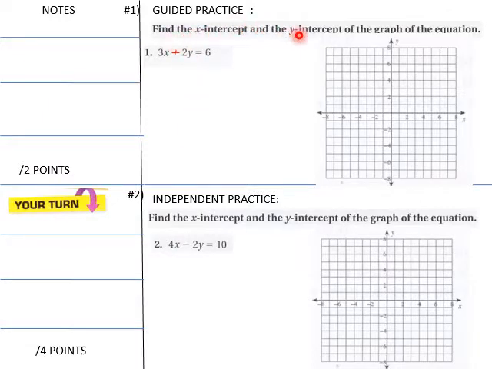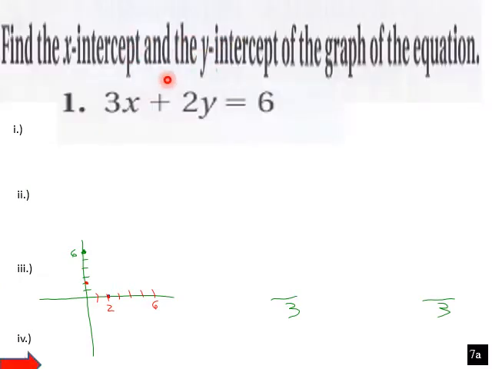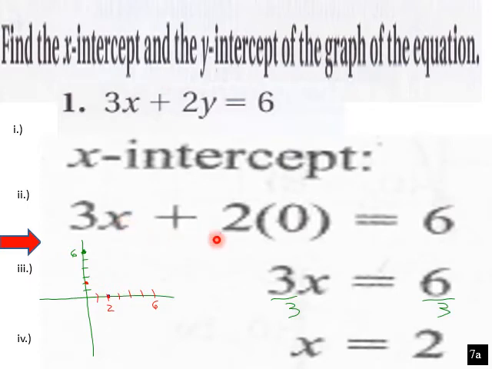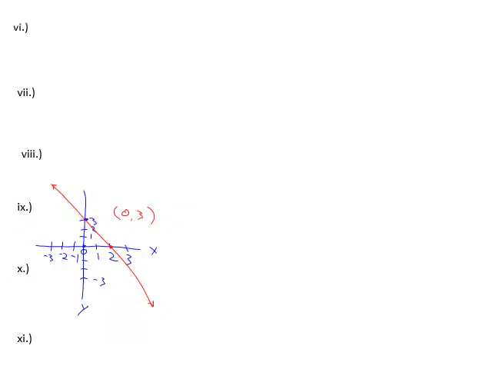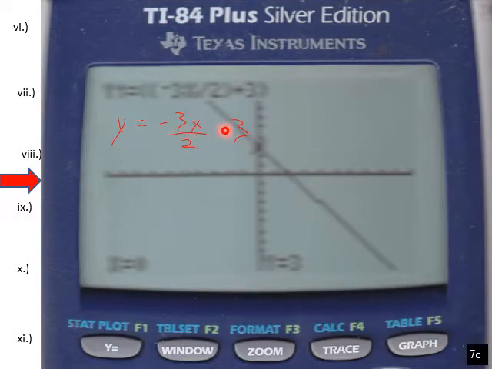Okay, find the x-intercept and y-intercept of the graph of the equation 3x plus 2y equals 6. So let's solve that. The x-intercept is when y equals 0. We find our x-intercept: x equals 2. So when y equals 0, x equals 2. Here it is on a graphing calculator, negative 3x over 2 plus 3. When x equals 0, y equals 3. Here's your y-intercept here on a graphing calculator.